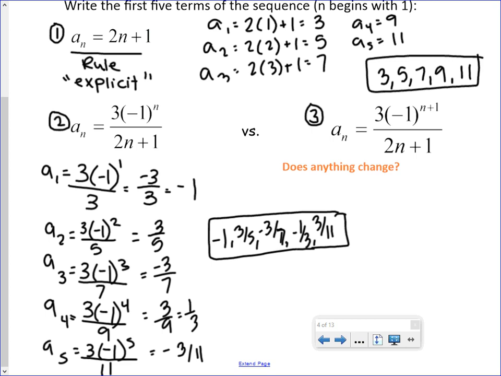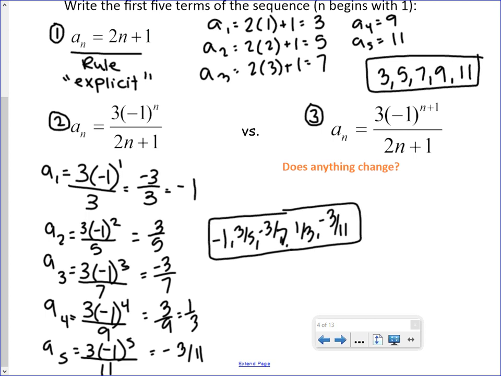It just depends on the power of the value of the exponent. And then in the denominator, remember, that's really the same sequence from number 1, so it's just going 3, 5, 7, 9, 11 when you're doing 2n plus 1. So it's alternating signs. So this -3/7 is right. 1/3? -3/11. Yes, thank you.